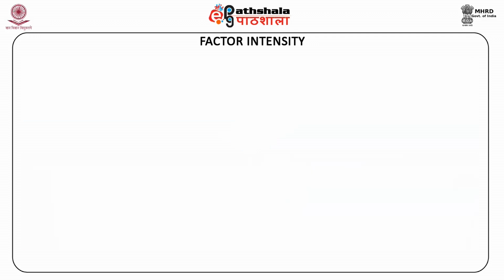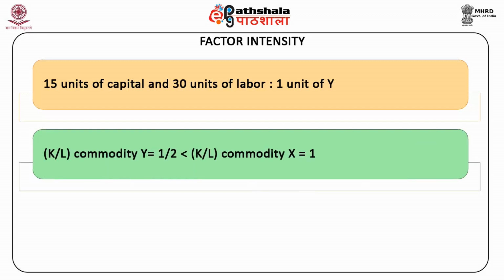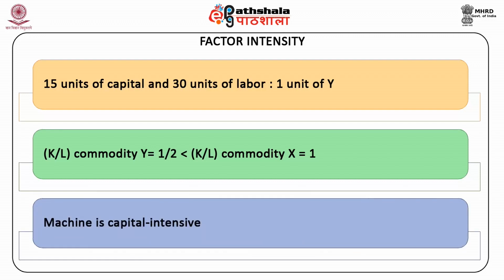For example, if in the above example, nation 1's production pattern changes such that now 15 units of capital and 30 units of labor produce 1 unit of commodity Y, then the absolute amount of capital used in the production of commodity Y is higher than used in the production of machines. But K by L for commodity Y, which is 1 upon 2, is less than the K by L for commodity X, which is 1, implying that machine is capital intensive.